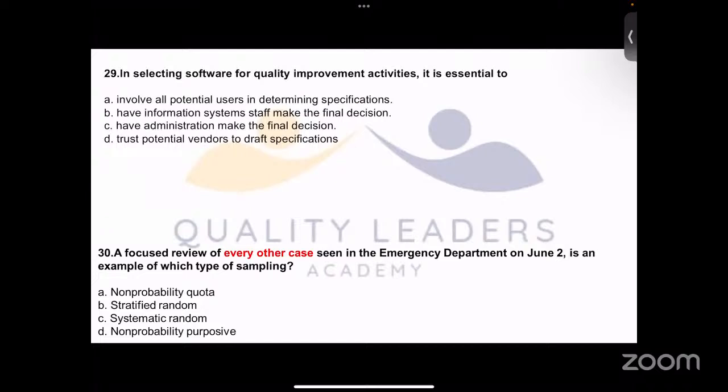Number 29, in selecting software for quality improvement activities, it is essential to A, involve all potential users in determining specifications. B, have information systems staff make the final decision. C, have administration make the final decision. D, trust potential vendors to draft specifications. Integrating the software for quality improvement activities is essential for what?